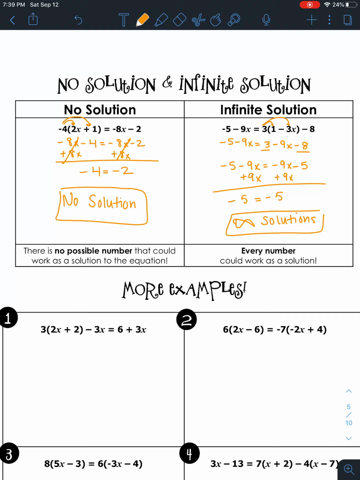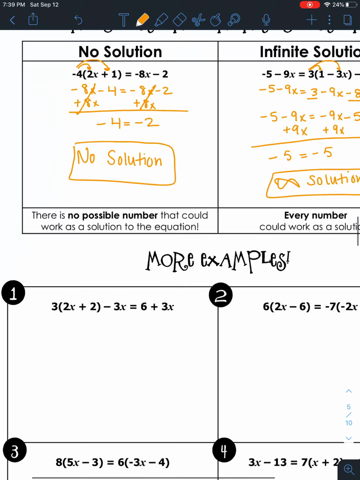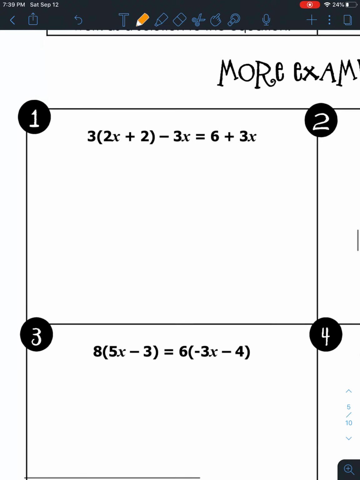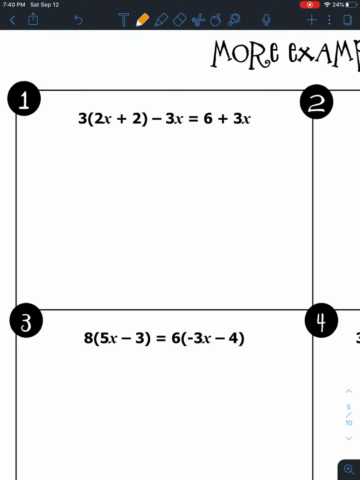All right. Now, you see down below, it tells you what no solution and infinite solutions mean. No solution means there is no possible number that you could plug into that equation that would make that equation true. Infinite solutions means every number you plug in there would be true. Anytime we get an x equals a number or y equals a number, that means if you plug in that number, our equation would be true. Any other number you plug in, you won't get the right answer. So let's do some examples and see what kind of solutions we have.